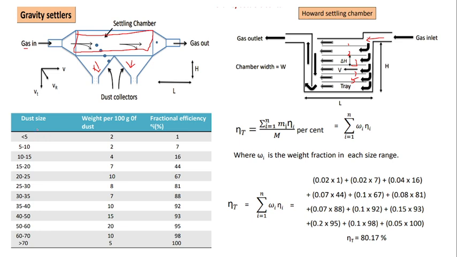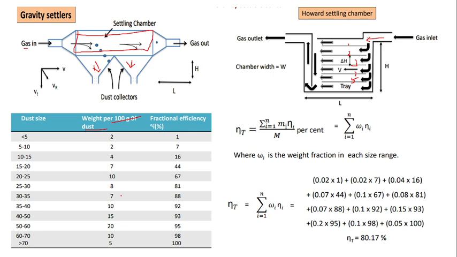The weight fraction collected is reported like this, classified based on the size of the particle: less than 5 micron, 5 to 10 micron, 10 to 15 micron, and greater than 17 micron. Here the weight per 100 gram of dust is reported in this table, along with the fractional efficiency, that is, for each dust size fraction, how much goes into the chamber and how much gets collected. Based on that, the fractional efficiency, eta i percentage, is calculated.